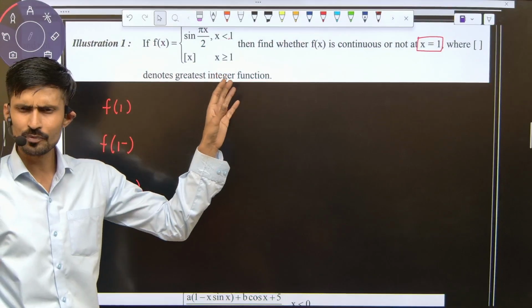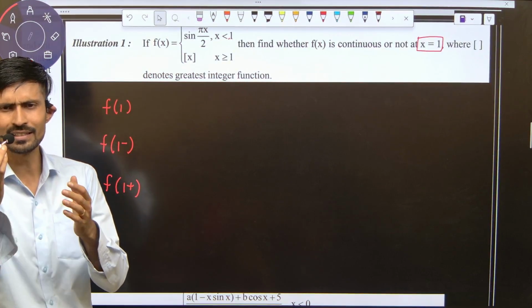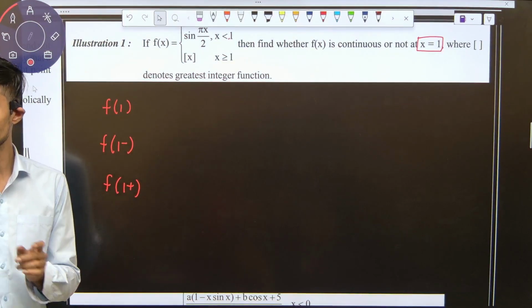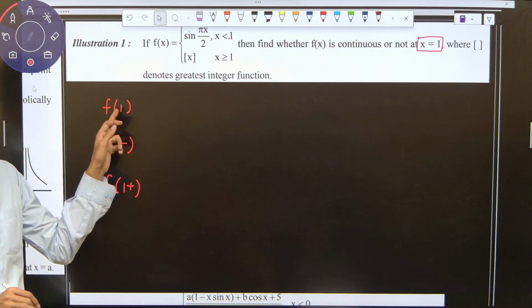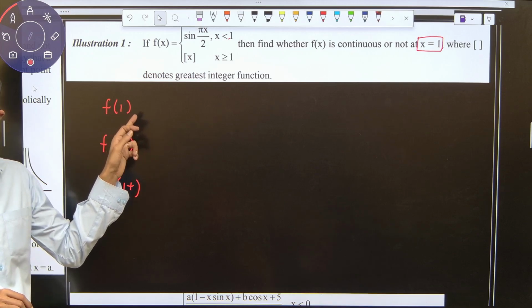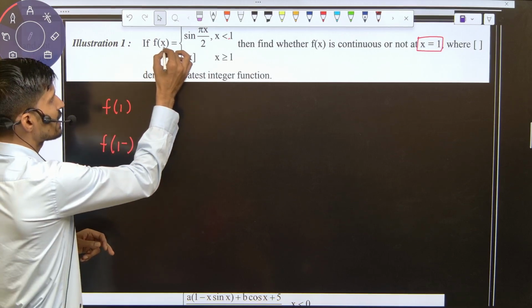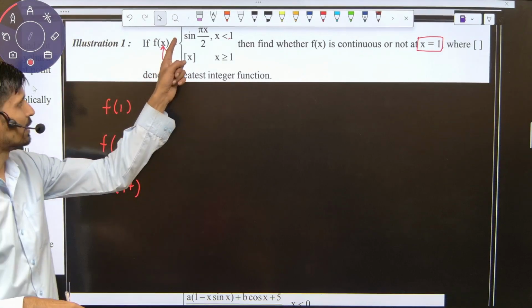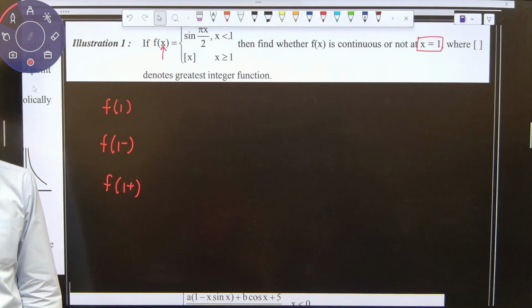When you will see this, you will feel, sir, this is tough. Why you will feel tough? Because only you are seeing that. But when you will come for calculation, you will feel like, arre sir, this is 7th, 8th, 9th, 10th standard mathematics. Let's find f of 1 first. F of 1. It means x I want to put 1. So when x will be 1, this function I will take or this function I will take? First or second? Second function I will take.